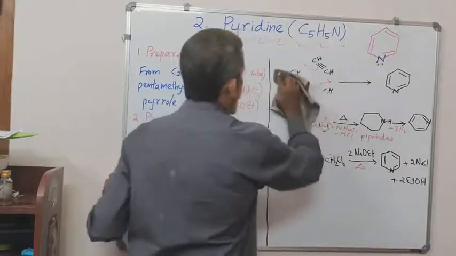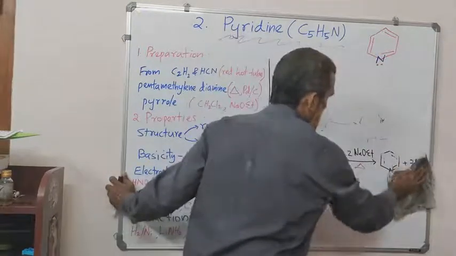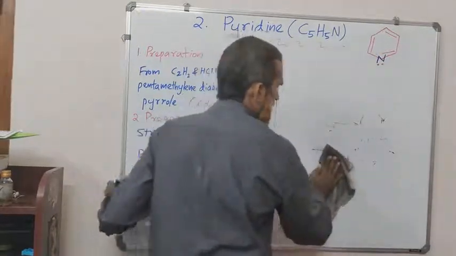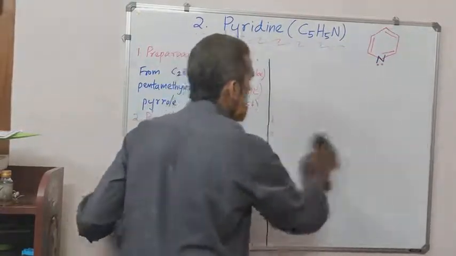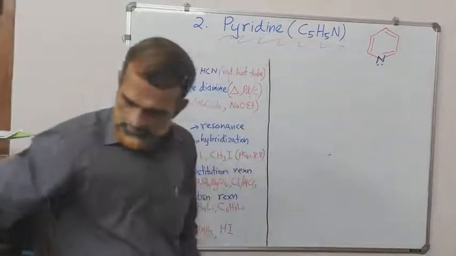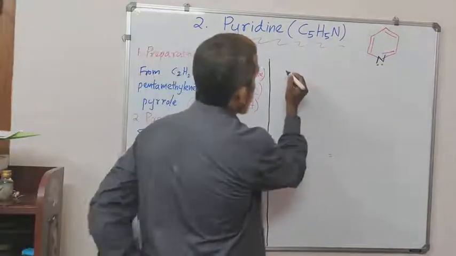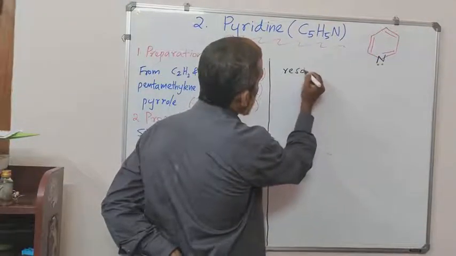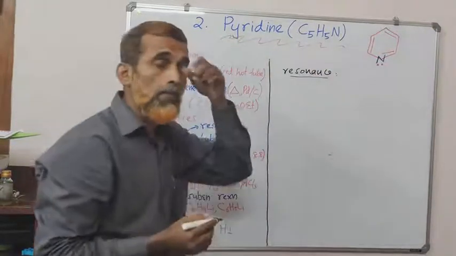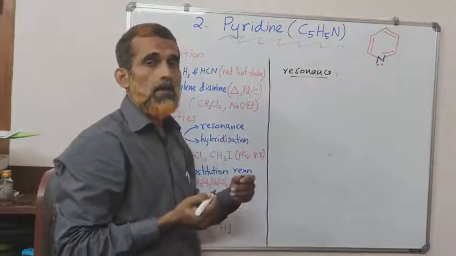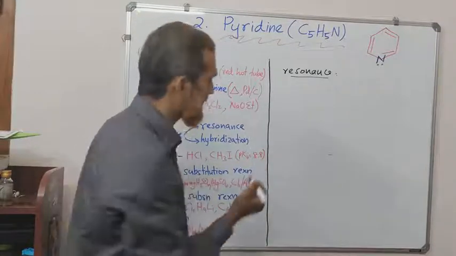Now we move on to the properties, starting with structure. Like we discussed in the previous video about furan, here also we have 2 aspects to discuss in structure. The first one is the resonance concept. What are the resonance structures of pyridine? It's very important in explaining basicity, similarly the reactivity, orientation, etc.